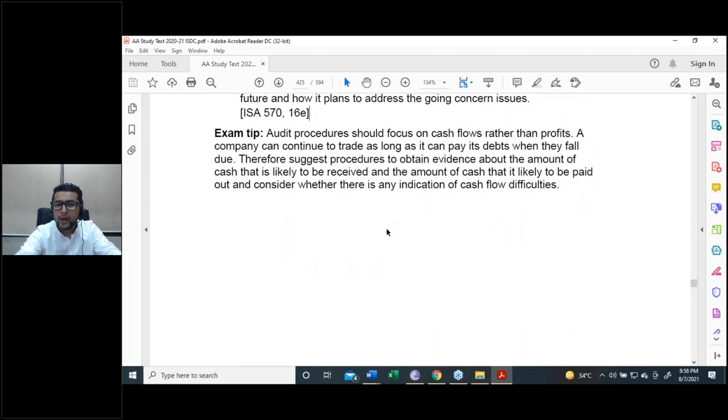Remember, when you have to evaluate the going concern status of a company, focus on the future, not on the past. Past does not mean that you will be able to survive in the future. Focus on the future. Forecasted cash flow statement, forecasted financial statements.